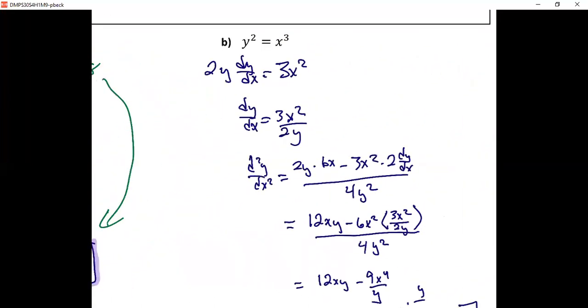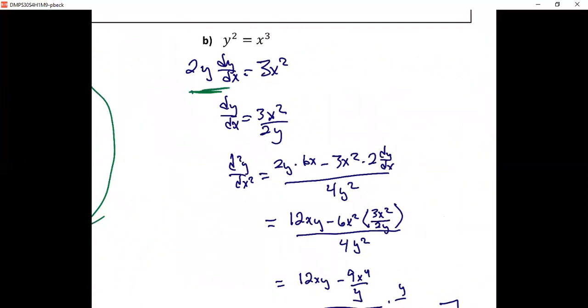For part B, we could do the exact same thing. First derivative, 2y dy/dx equals 3x squared. Solve for dy/dx, and then we now have a quotient rule. So quotient rule is v du minus u dv over v squared. And then once again, substitute dy/dx in here.